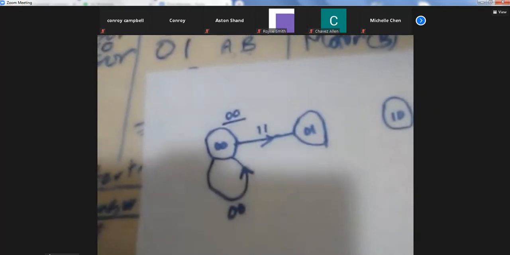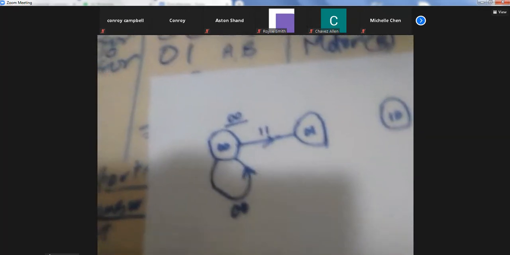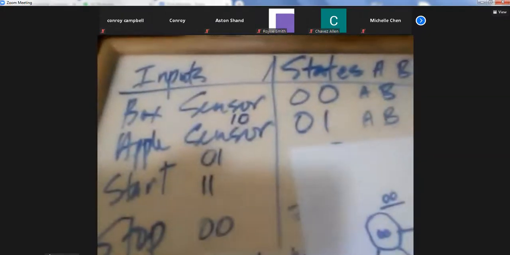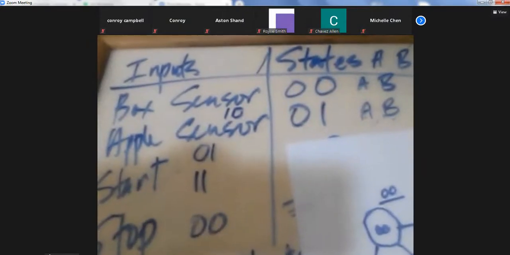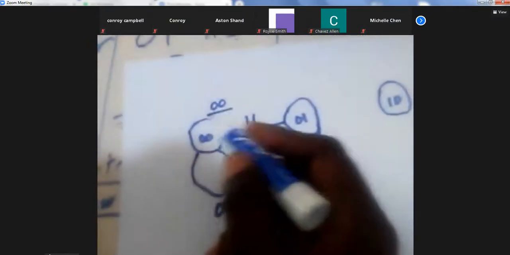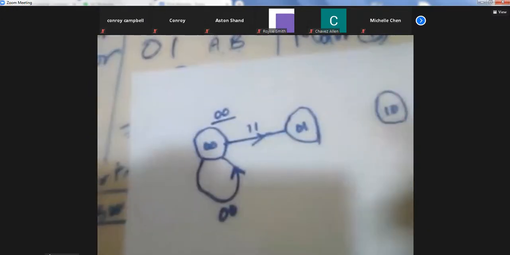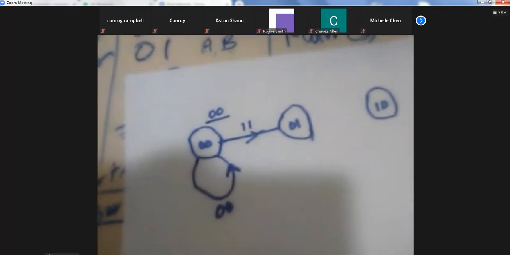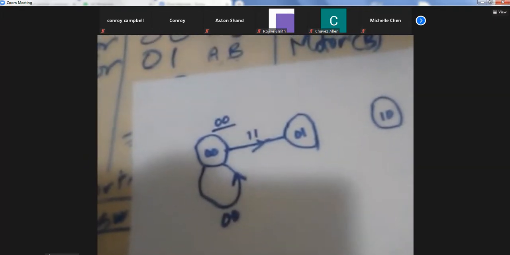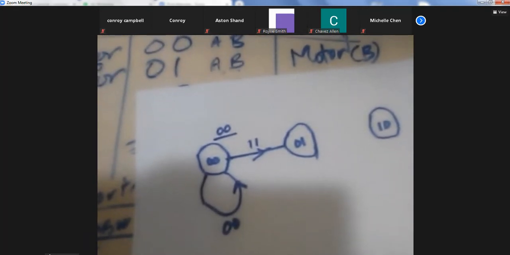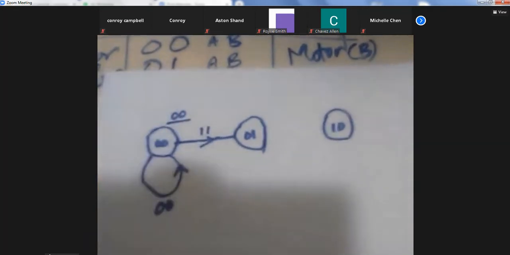So now consider the next scenario. You have two possibilities here. The system is off and the Apple sensor turns on. What would you do? It's this state here, 0, 0. The system is off and for some reason the Apple sensor turns on. What would you want to happen? I want it to turn off.